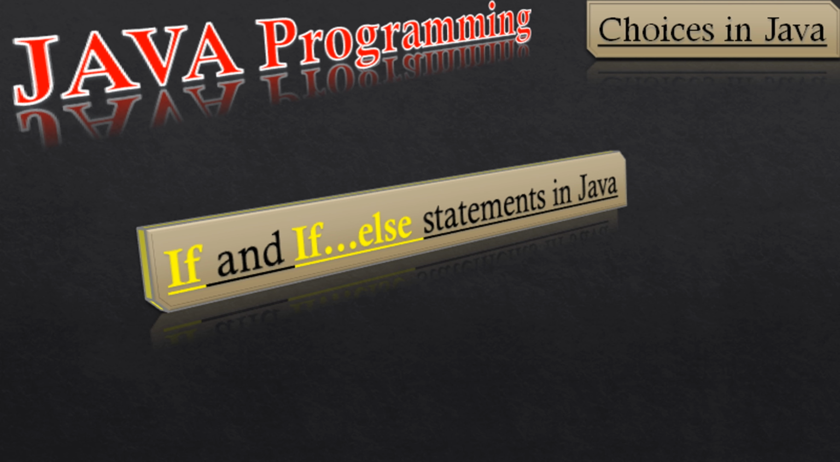My name is Robert and in this tutorial I will be focusing on decision making in Java, also called choices or selections. And the first two choices that I will focus on will be if and if-else statements. So let's get started. Let's take an example so we can understand how choices work in Java.